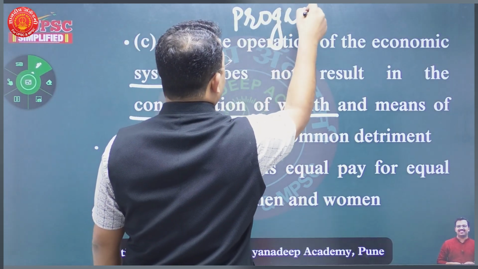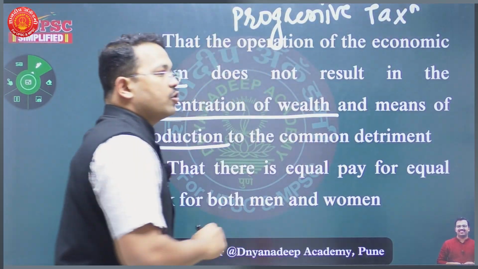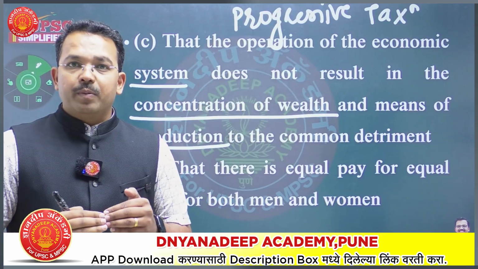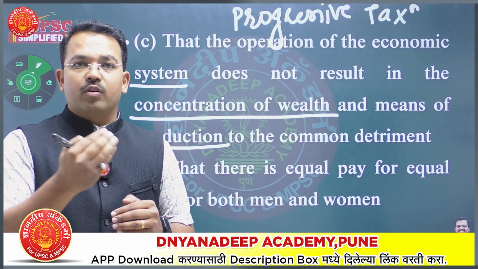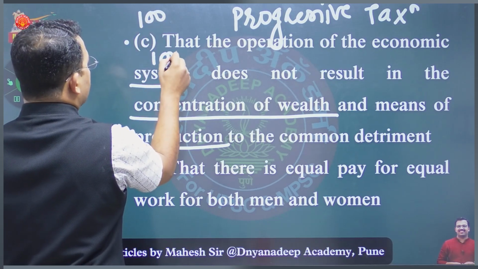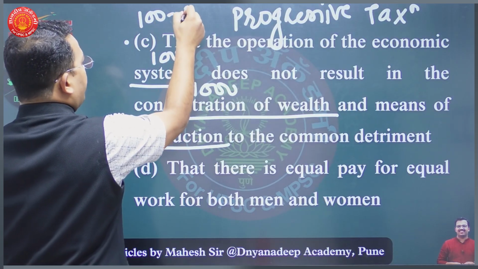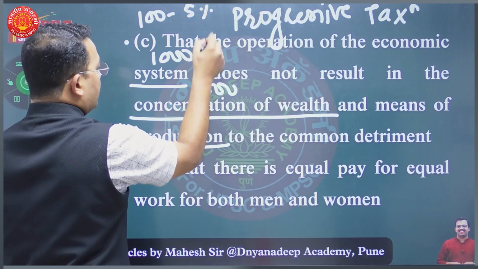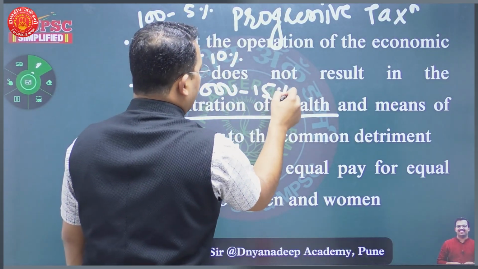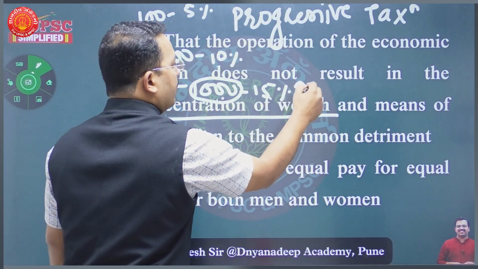What is the meaning of progressive taxation? It means those people who earn more should be taxed more. Progressive taxation says that those people who earn more should be taxed more. For example, if a person is earning 100 rupees, second is earning 1000 rupees, third one is earning 10,000 rupees. So for 100 rupees, there shall be 5% tax. For 1000, there shall be 10% tax. For 10,000, there will be 15% tax. So as income increases, we are going to increase the rate of tax.